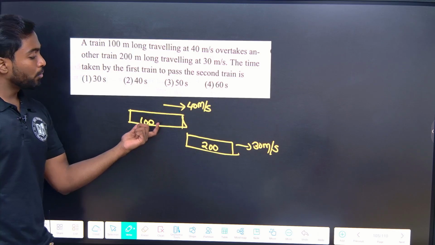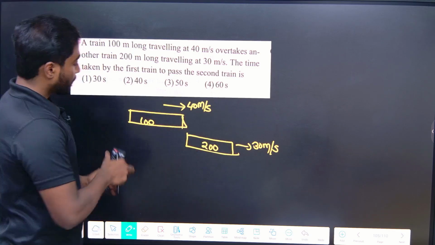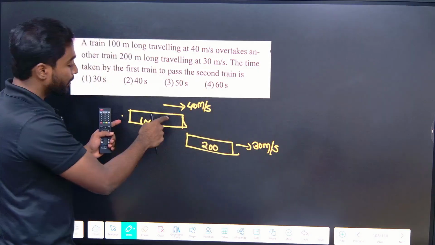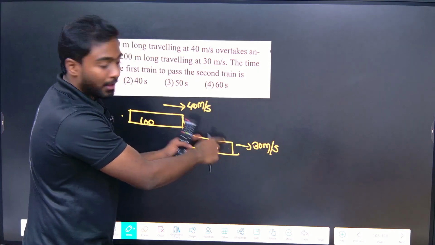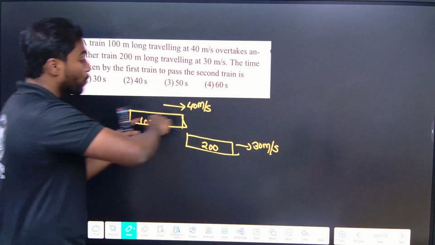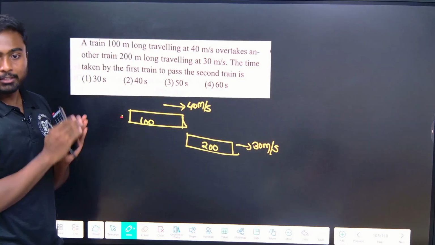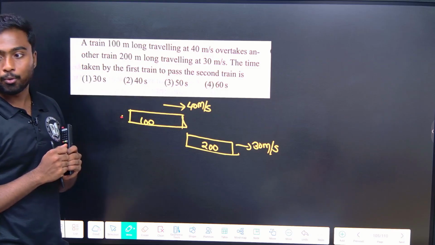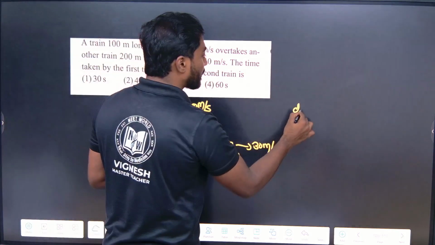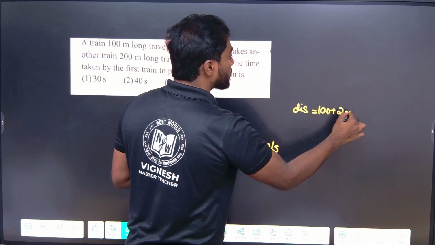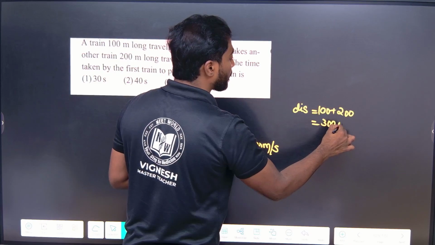So if I want to touch the front face of the second train, 200 meter I need to take. I need to pass, in the sense I need to take over that, which means 200 plus 100. So totally 300 meter I need to go. So distance, or displacement, will be equal to 100 plus 200, which is 300 meter, right?